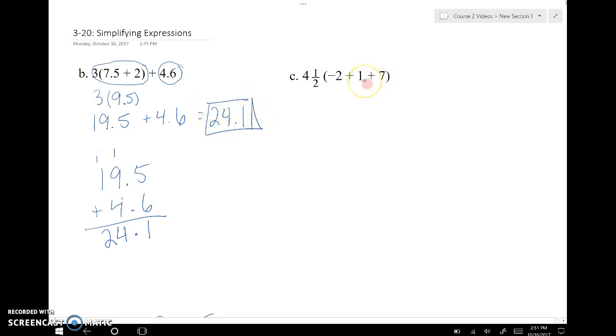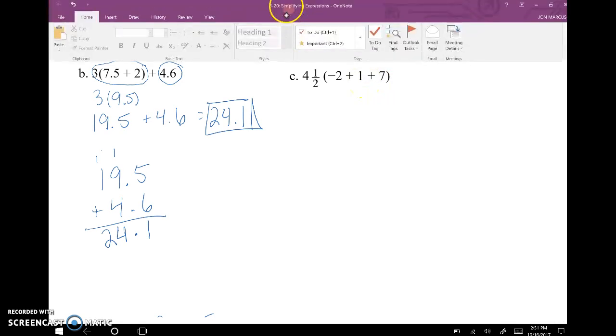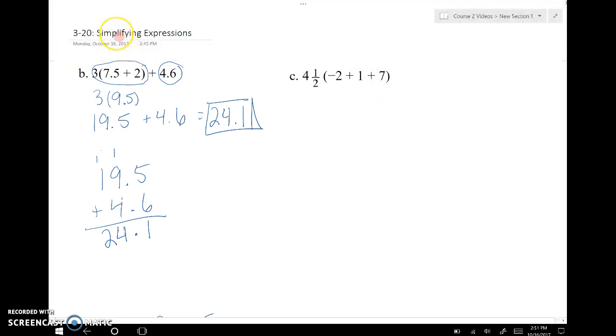For this one, if I'm circling the terms, let's do this one in just black. I have 4.5 times something. I have one term. There's one term here. Let's do the parentheses first. Let's get what's inside here. So -2 plus 1 and plus 7. So I really have -2 plus 8. So I've got -2 plus 8. If I have 2 negatives and 8 positives, that makes 6 positives.